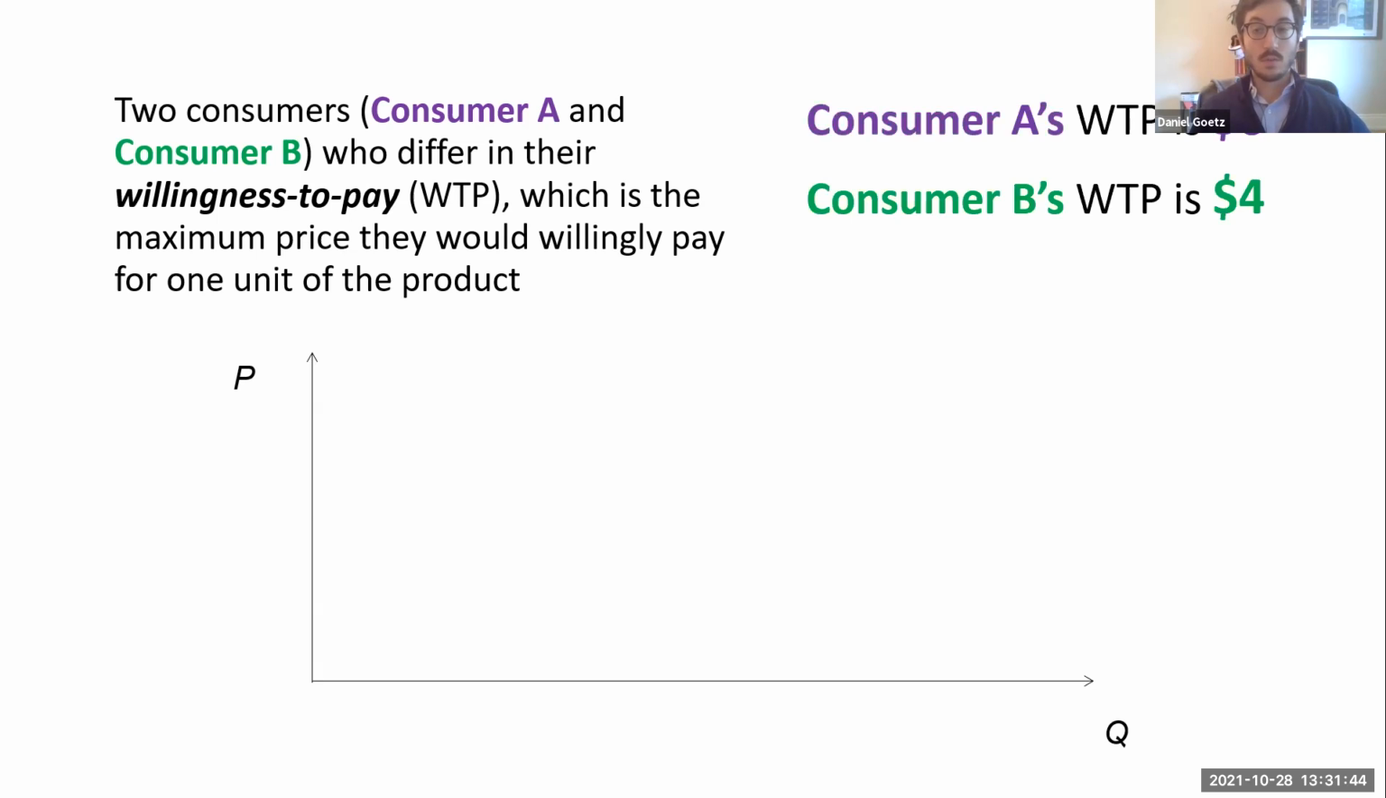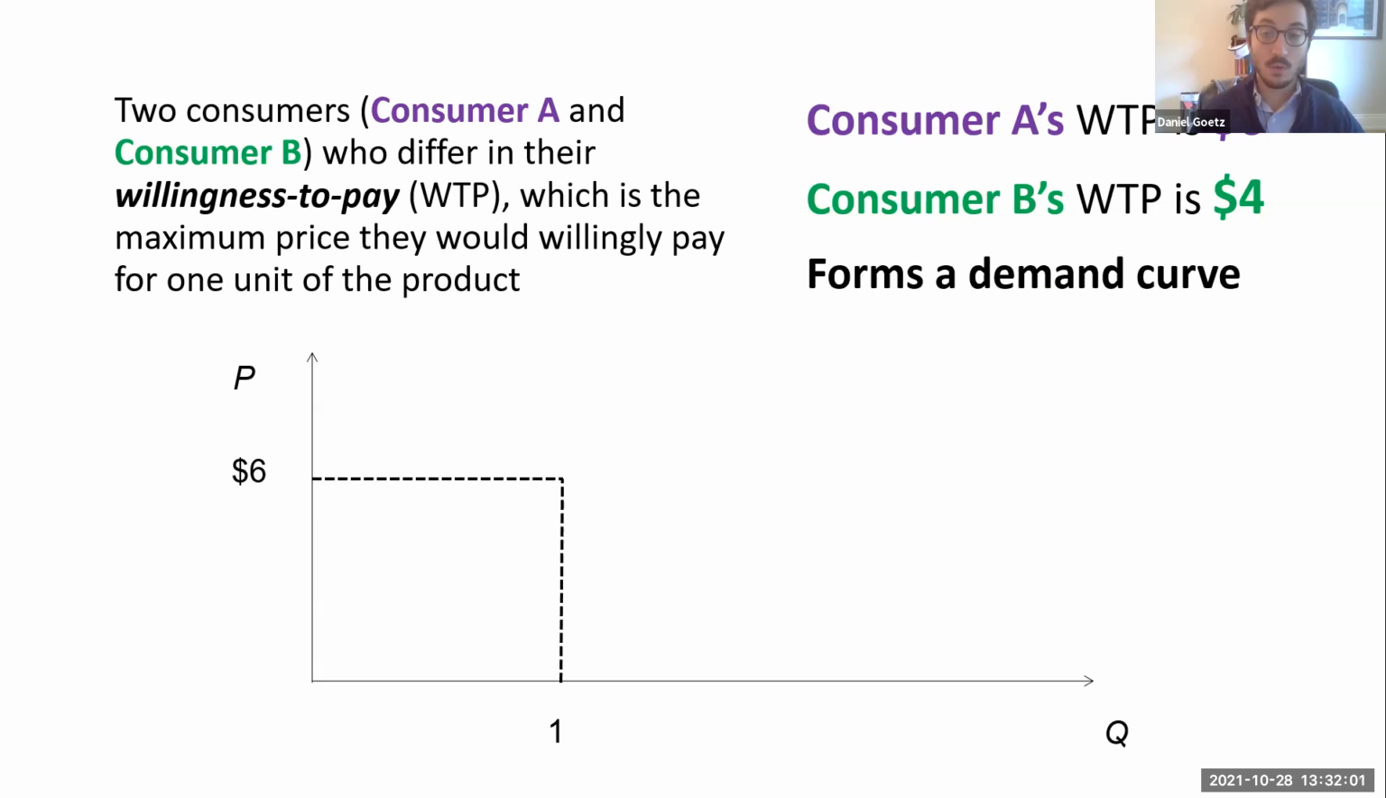So here we'll assume consumer A's willingness to pay is $6. Consumer B's willingness to pay is $4. Together, these two willingnesses to pay form our demand curve from Eco 100. We would sell the first unit at $6 because that's what consumer A is willing to pay. And for the second unit, we could sell it for $4.